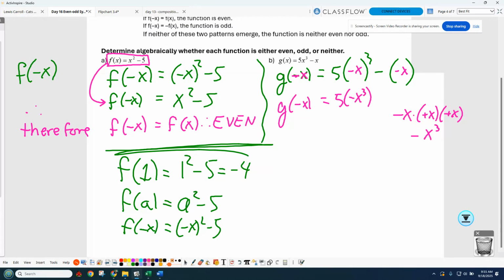Subtracting a negative x. Anybody tell me what that is? Adding x. So the negative and the subtract becomes a plus. So overall, g of negative x is 5 times negative x cubed. Can I push the negative out front and push the numbers together? So I get negative 5x cubed plus x.